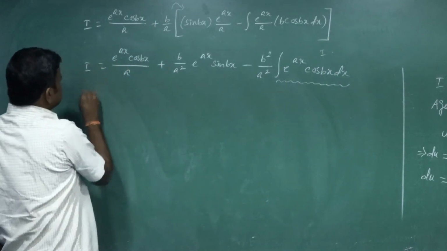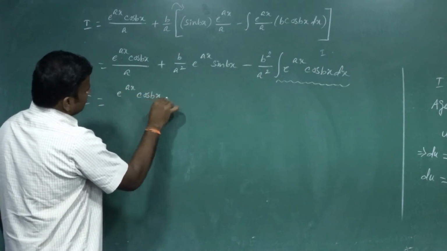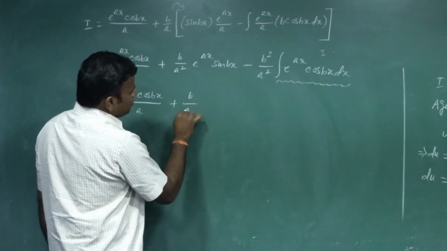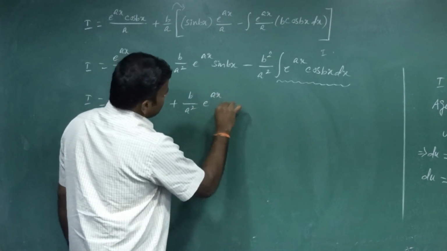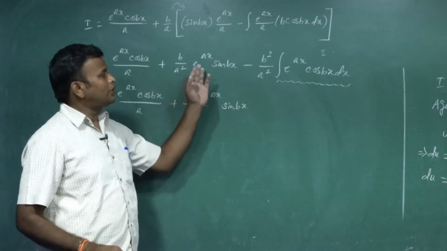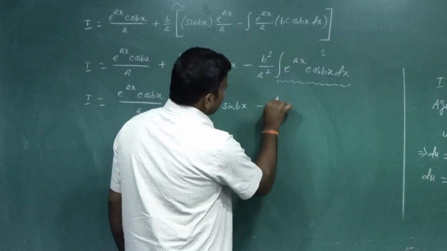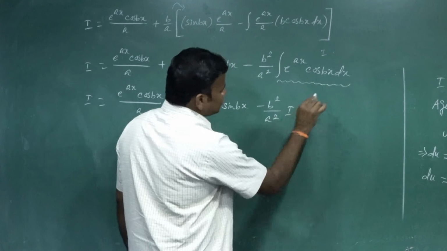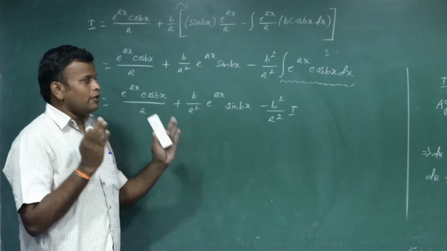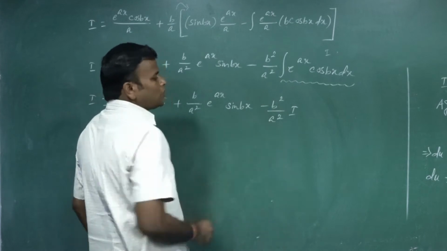So already in LHS is given sum I, e power ax cos bx by a plus b by a square e power ax sin bx, or we write it as b e power ax sin bx whole divided by a square also, our choice, minus b square by a square, which is nothing but our given sum, so I will take it as I. We find the value of I only. I only means we find the given sum only.